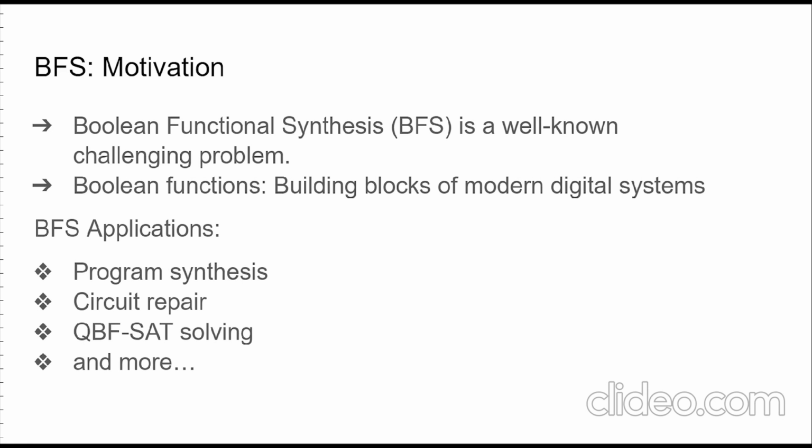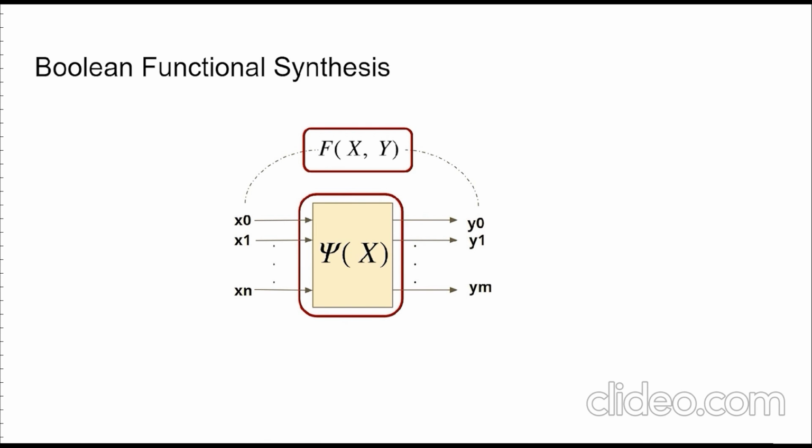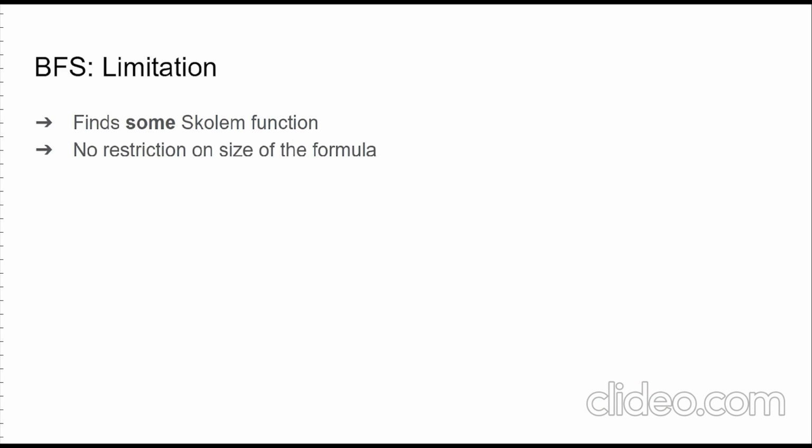Now let us define the BFS problem formally. In Boolean functional synthesis, we are given a relational specification F(x, y) that relates the input variables x to output variables y. And we are supposed to synthesize Boolean functions for each of the output variables, represented by psi(x) and referred to as skolem functions. BFS is limited in a way that it aims to find some skolem function and puts no restriction on the size of the formula.